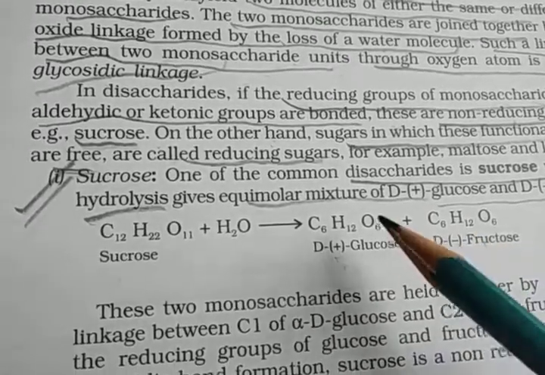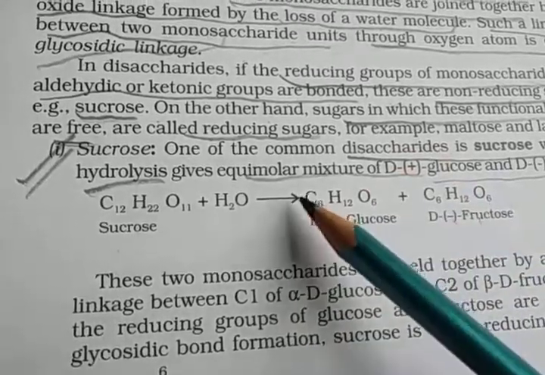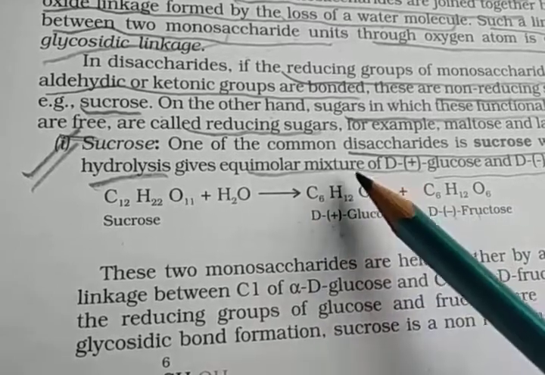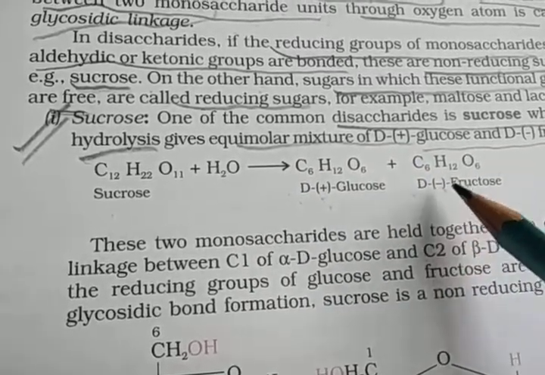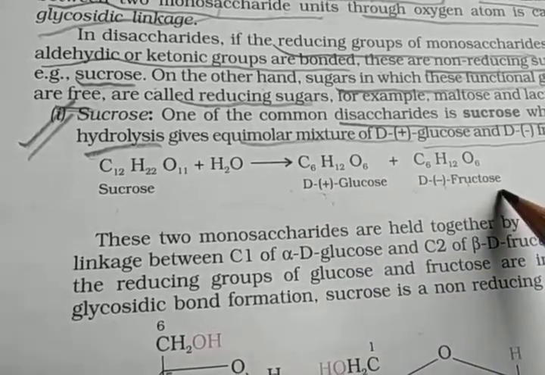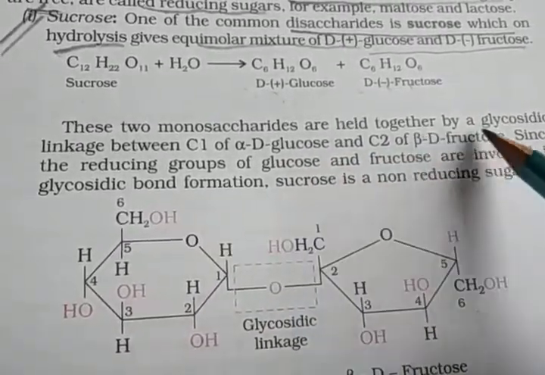Here positive means dextrorotatory, and negative means levorotatory. Capital D means that in the structure the OH is on the right-hand side, and fructose also has its OH on the right-hand side in the linkage. So we have D-plus glucose and D-negative fructose. These two monosaccharides are held together by a glycosidic bond.